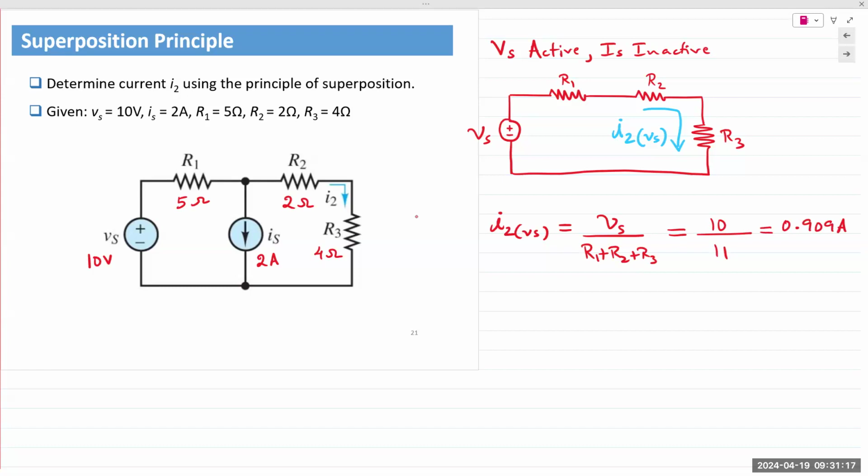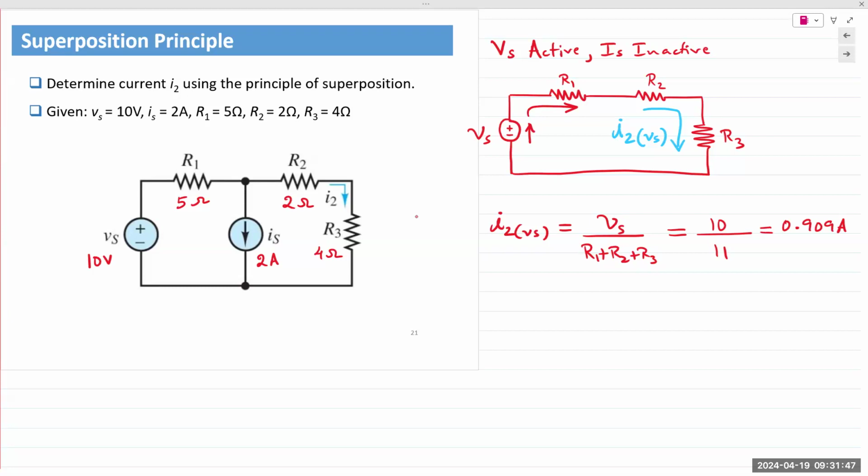0.909 amps. You have to take the current direction into account. So the voltage source Vs has current going in this direction. And that current is exactly the same pathway as I2 due to Vs. This is going to be important when we go to Is. Does that make sense? Any questions?